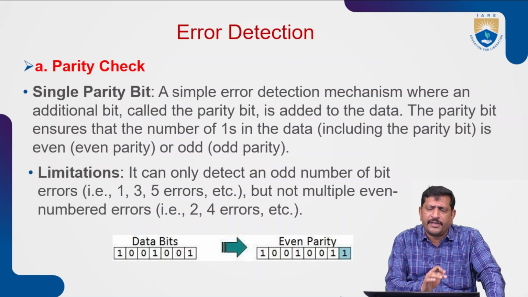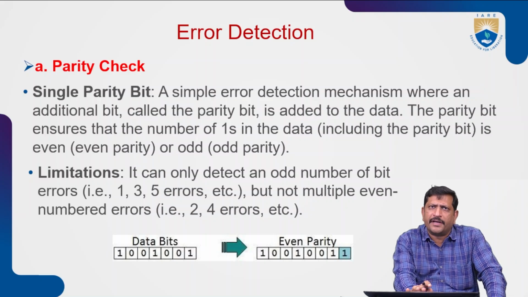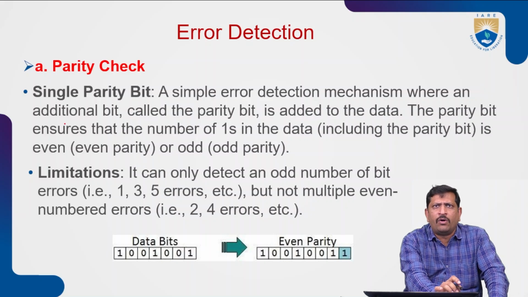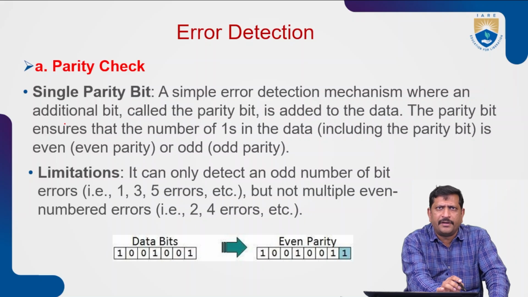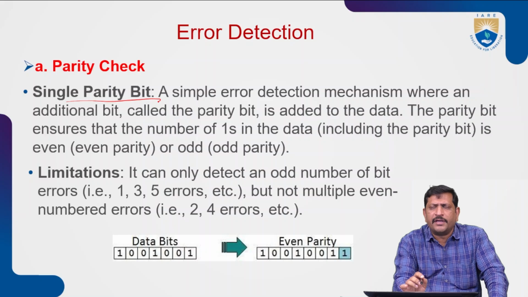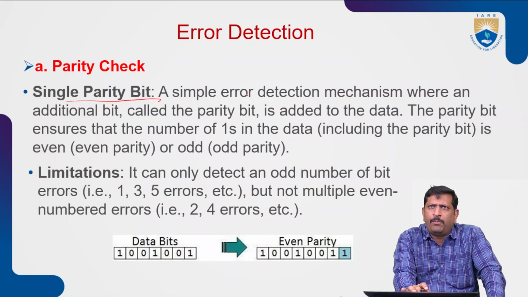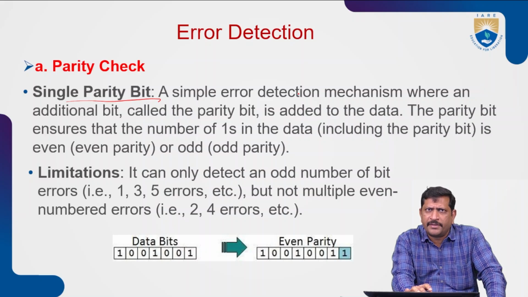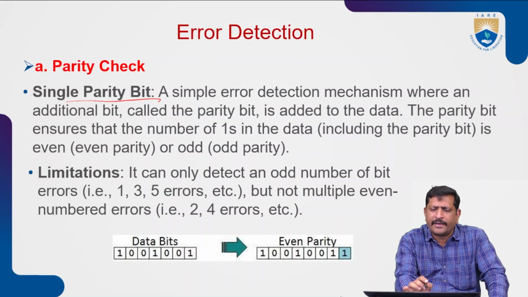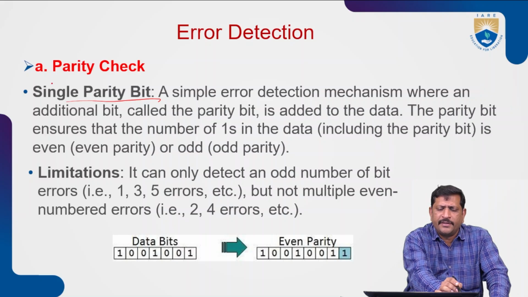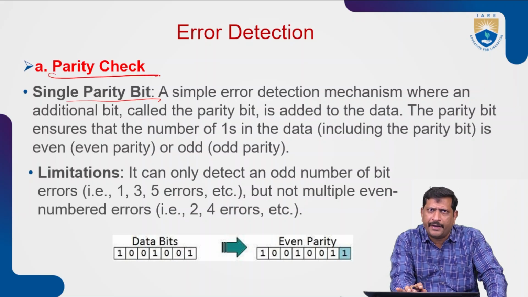Parity check. First, the error detection method is the parity check. We can call it a single parity bit. The single parity bit is a simple error detection mechanism, which means only a single bit error can be identified. With the help of the parity check, a single bit error can be identified.